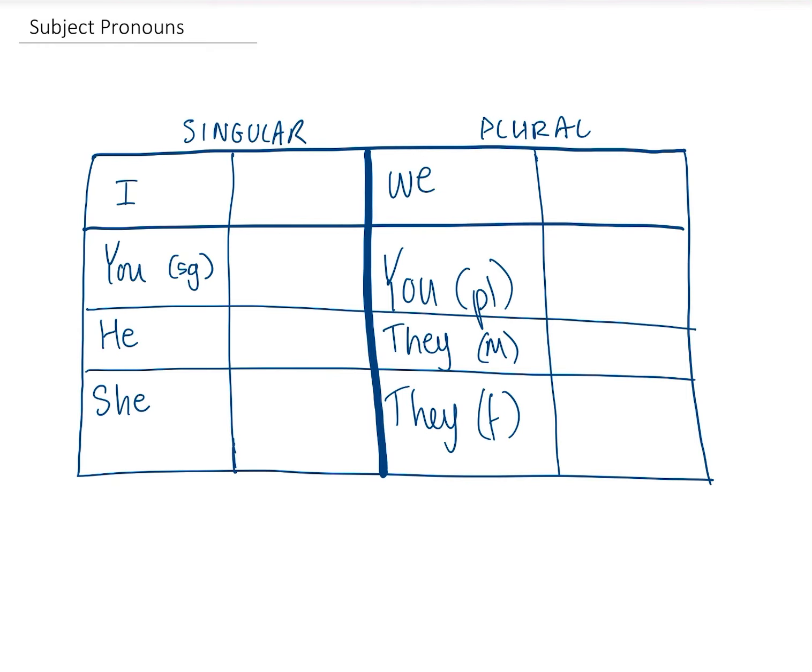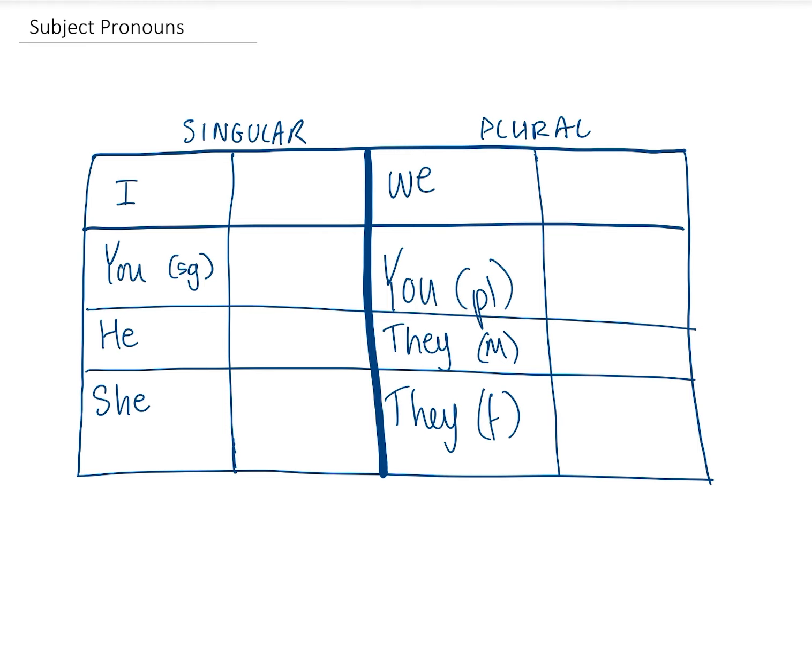Hello and welcome to this Little Fox French key skill video on how to form subject pronouns. This is a very simple way to do it. Generally, subject pronouns are quite simple and there are only a few little things that you have to remember.